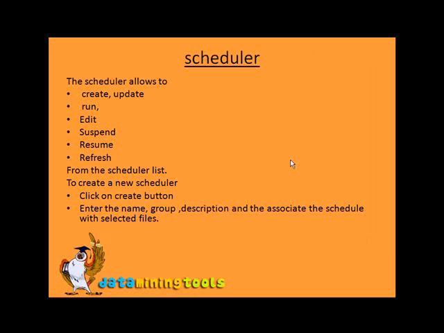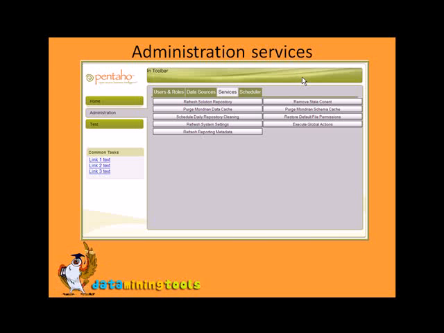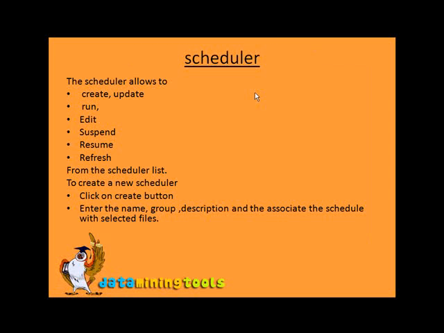Let's see how to perform scheduling through scheduler. Just choose the scheduler button on administration console, and in scheduler we can create or update, run, edit, suspend, resume or refresh any of the schedulers from the scheduling list. We can also create new scheduler. In order to do this, just click on create button and enter the name, group, description and associate the schedule with the selected files. So that completes our tutorial.